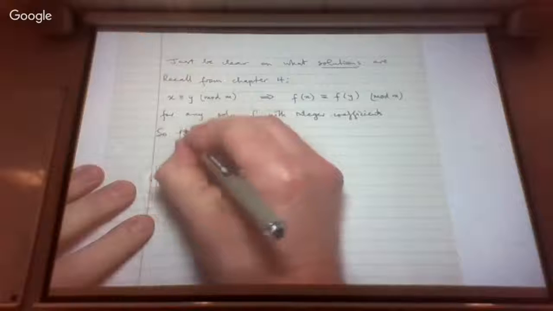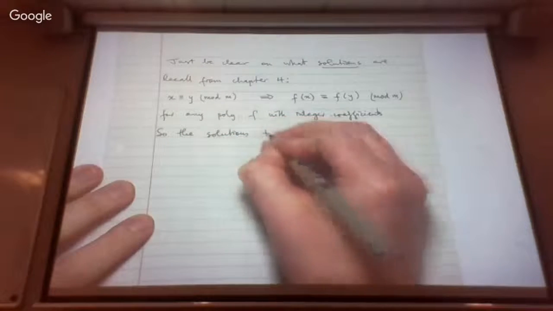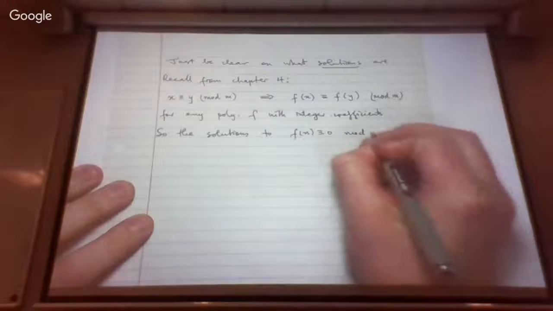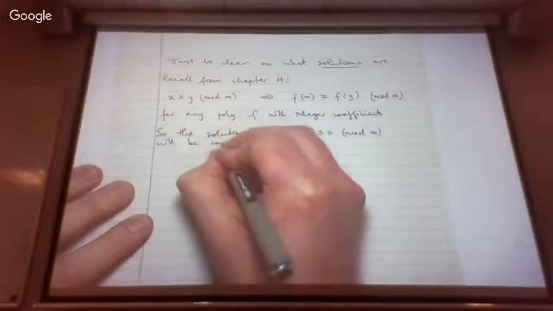So what that means is, when we talk of what the solutions to a polynomial congruence are, what we're going to mean is that we're going to be finding certain congruence classes as the solutions. So the solutions to a polynomial congruence f of x congruent to 0 mod n, if they exist, will be congruence classes of integers.